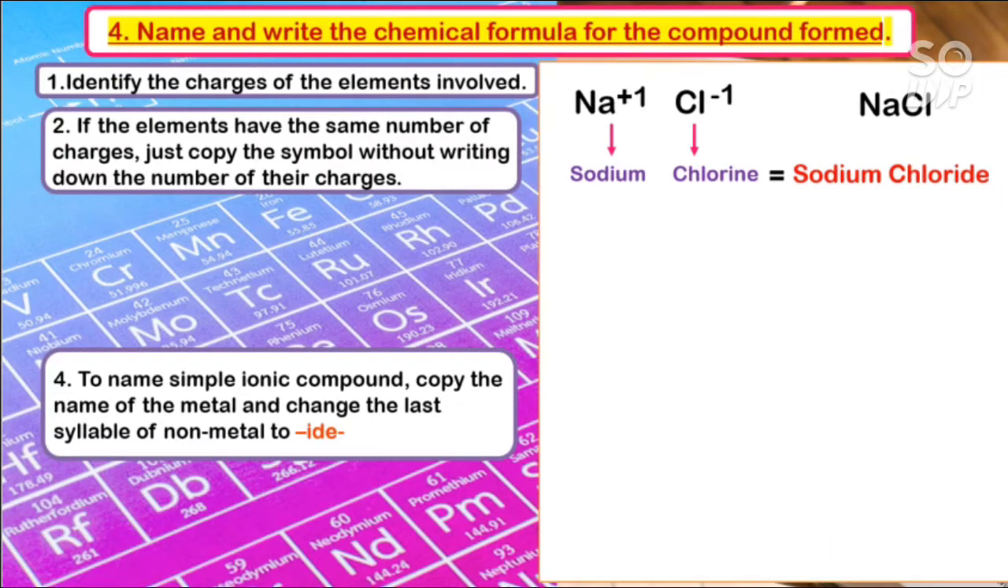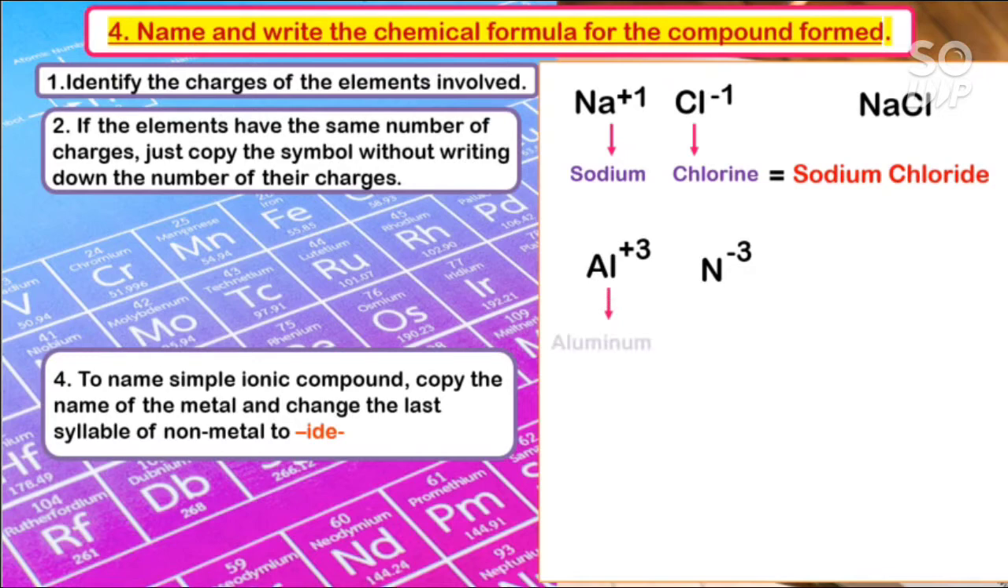Okay, let's have another example. Aluminum, Al, has positive 3, and nitrogen, N, has negative 3. What have you observed? Yes, they have the same charge, which is 3. So for that, we have to follow step number 2. Just copy the symbols of aluminum and nitrogen and no need to write the charges.